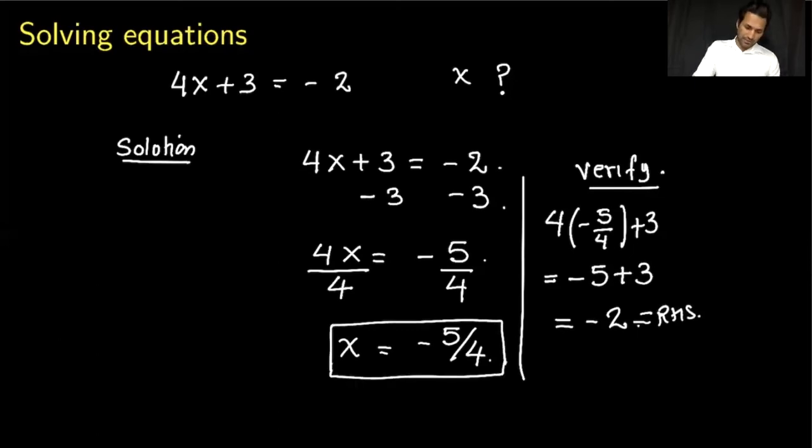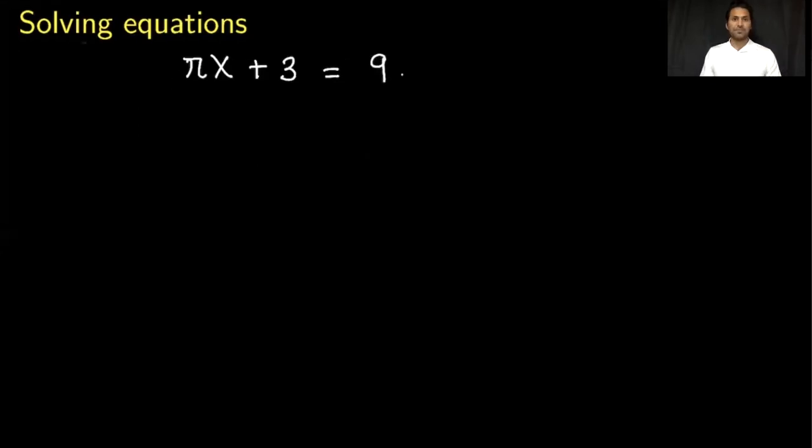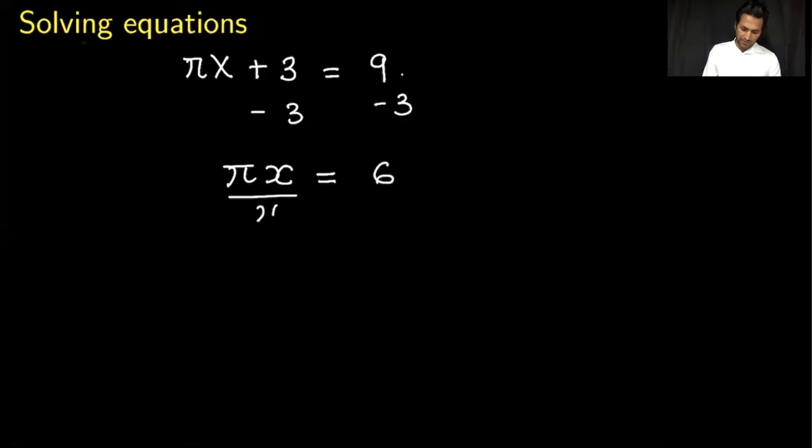Let's take a few more examples. Let's solve these expressions. As you can see, I can first begin by adding negative 3 on both sides. So I will get pi x. Pi is a constant whose value is 3.14, and pi times x equals 6. Now in order to get rid of pi, I will divide by pi on both sides. So my value of x is 6 divided by pi.